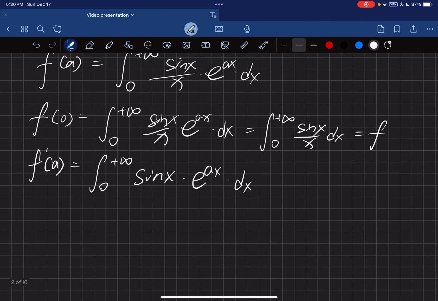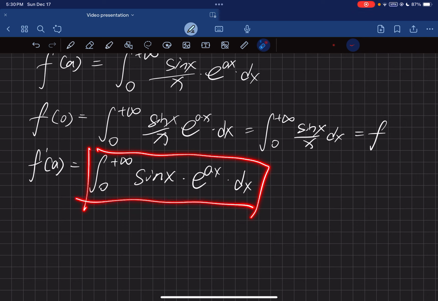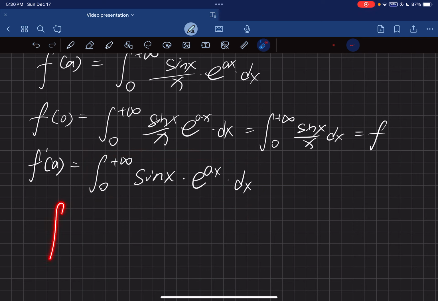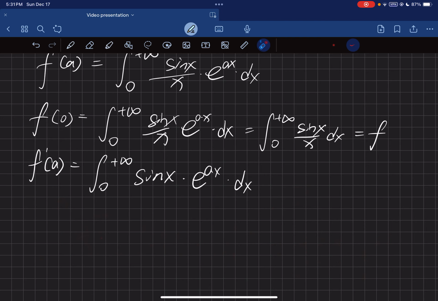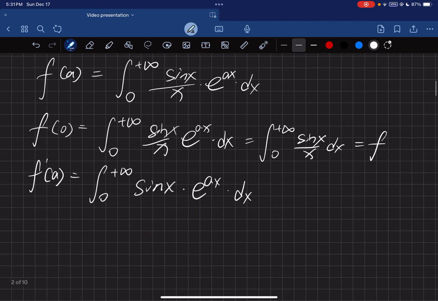So now we're going to take the differentiation of the function, as this equation is easy to solve, and after that we're going to take the integral of the differentiation to find the original function, and we take the 0 to a to find the value of f. So this equation we can use.